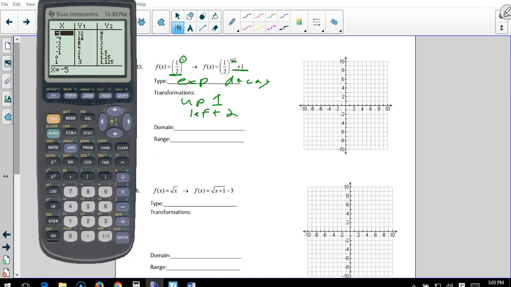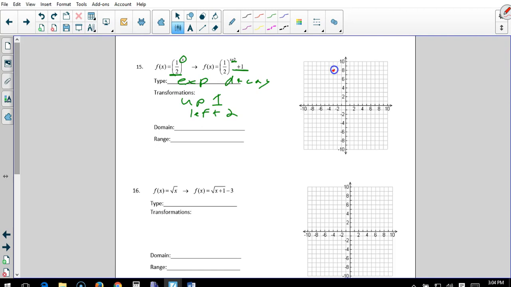Now I have the same readout on my graphing calculator in my hand so that I don't mess up. I'll have to go back and forth. So I'm going to put in the original one first. Negative 3, 8. Negative 2, 4. Negative 1, 2. 0, 1. And now you can see, remember, it's just never going to hit 0. So there is your parent function.